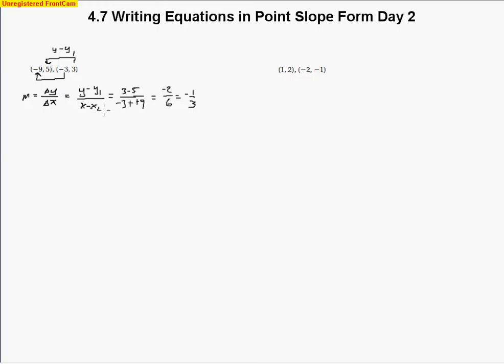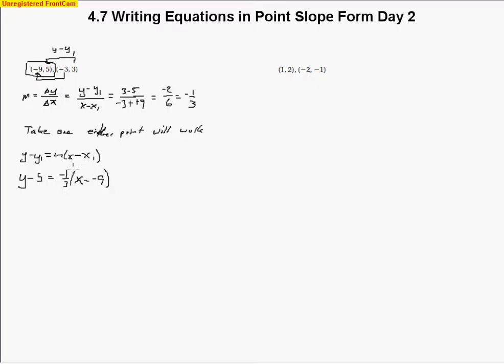From that point, I'll take one of the points. It doesn't matter which one, just take one point. Either point will work. So it doesn't matter which point you pick, just pick one of them, and then use point slope. Point slope looks like this: y minus y1 equals m times x minus x1. So I just take one of the points. I'm going to pick this one right here, and I'm going to plug it in for y1 and x1. So y minus 5 equals the slope of negative 1/3 times x minus negative 9.